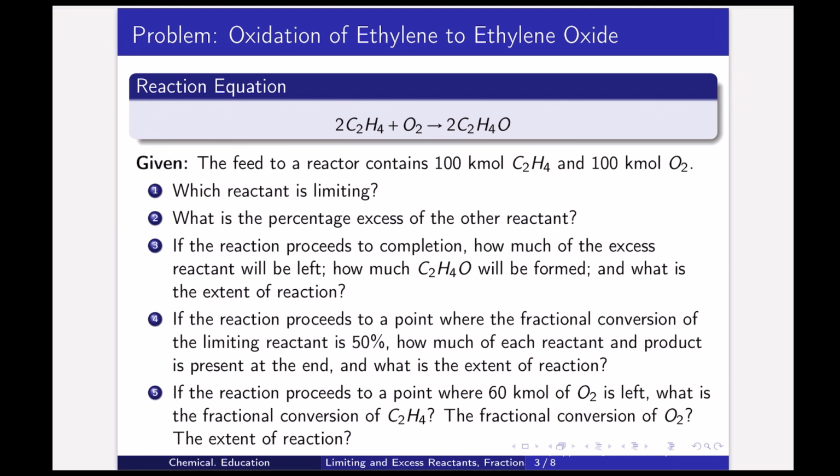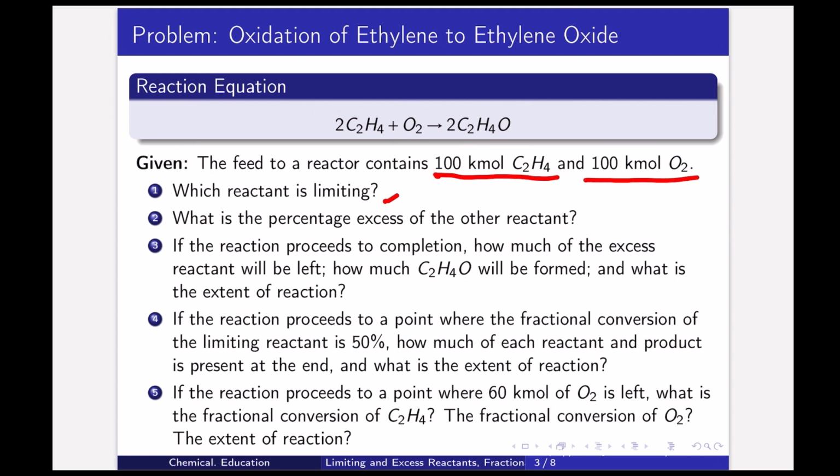Now here is the given data. The feed to a reactor contains 100 kilomole of C2H4 and 100 kilomole of oxygen. So in that reactor feed, ethylene and oxygen are both 100 kilomole. The first question is which reactant is limiting. Then what is the percentage excess of the other reactant, and if the reaction proceeds to completion, how much of the excess reactant will be left, how much C2H4O will be formed, and what is the extent of the reaction.